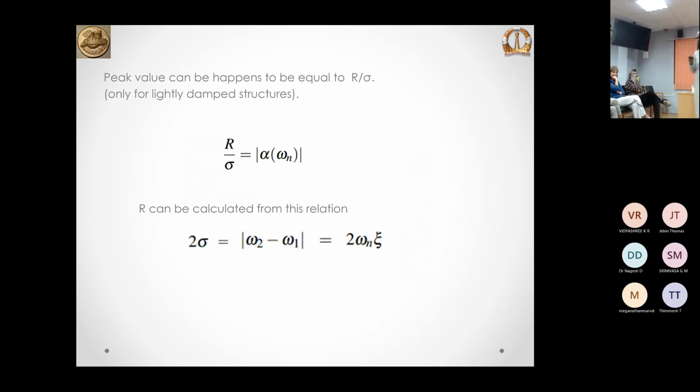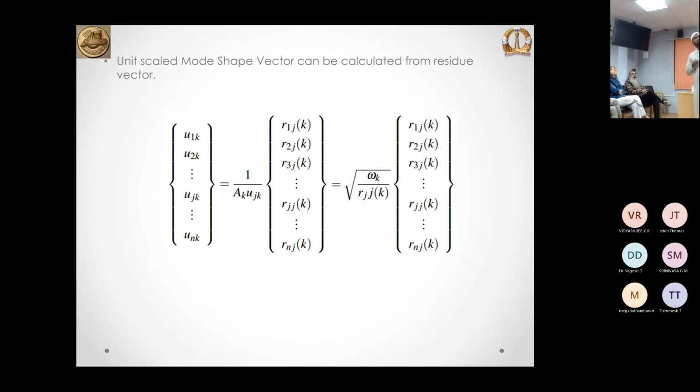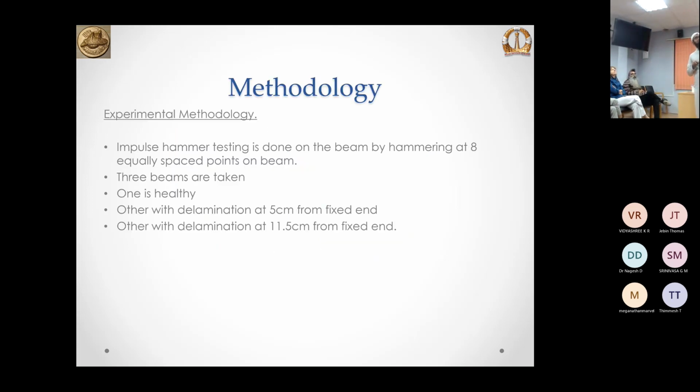R, sigma, everything is known, but we are trying to calculate R and see it at various locations, the damaged location and the healthy location, and compare that R to give the damage location. That is the aim. So R is calculated using those relations. You can calculate the mode shapes from R also. That is what it is giving.